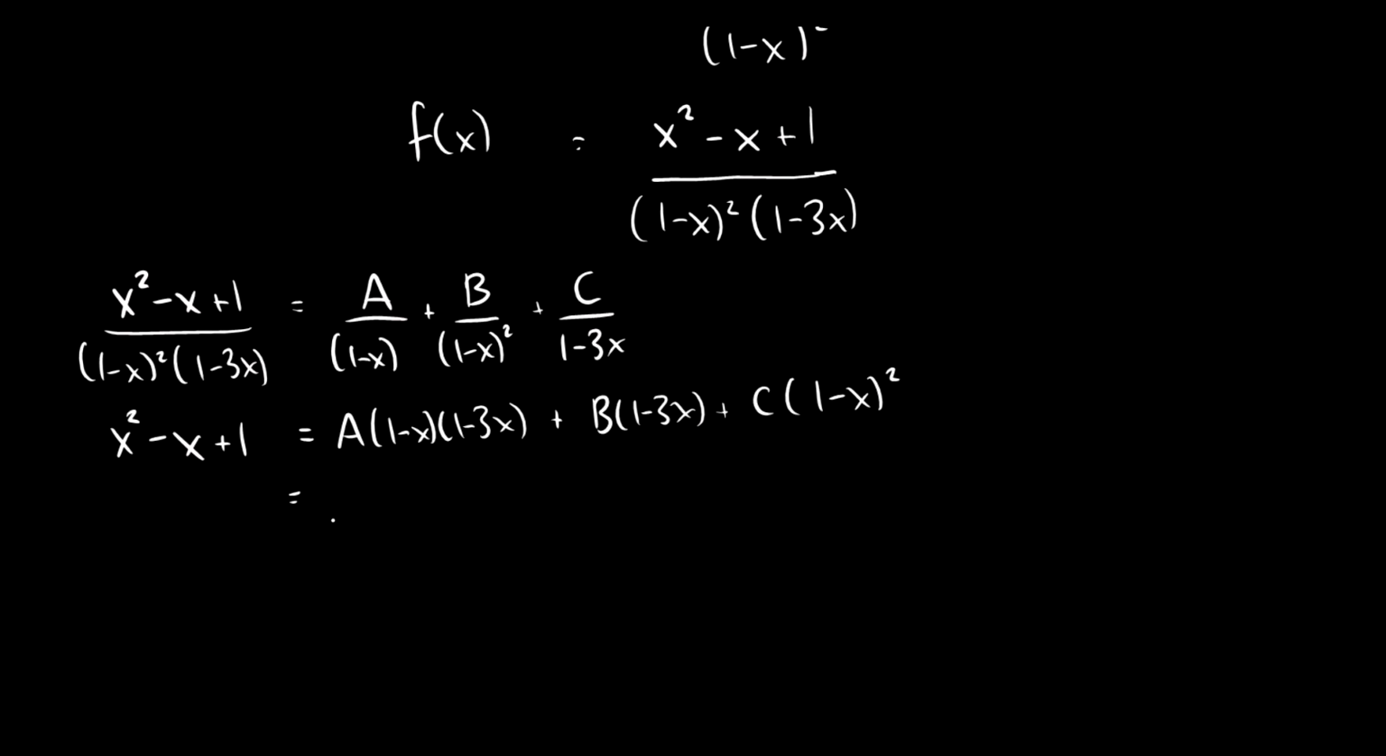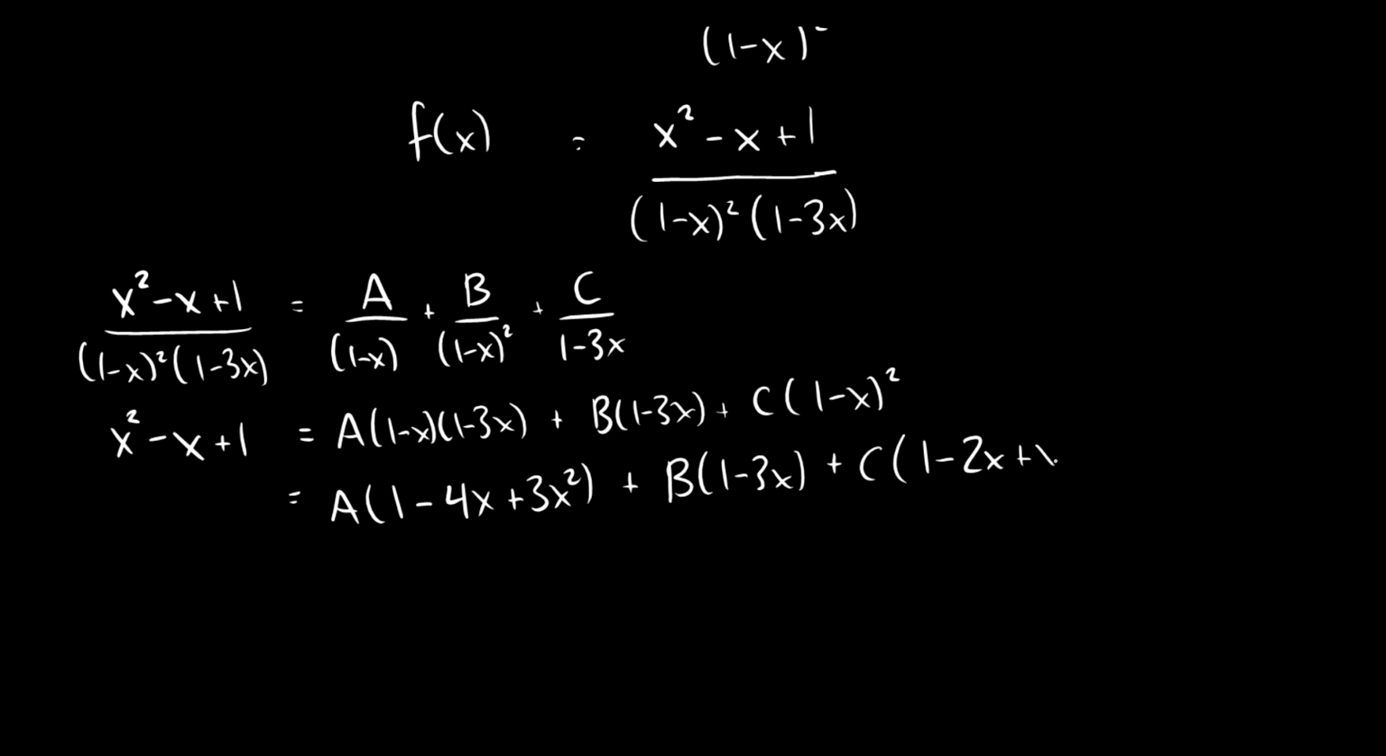So this is going to be A times 1 minus 4x plus 3x squared. I need to make sure this is right. That's minus x minus 3x. This will be plus B times (1 minus 3x) plus C times (1 minus 2x plus x squared).